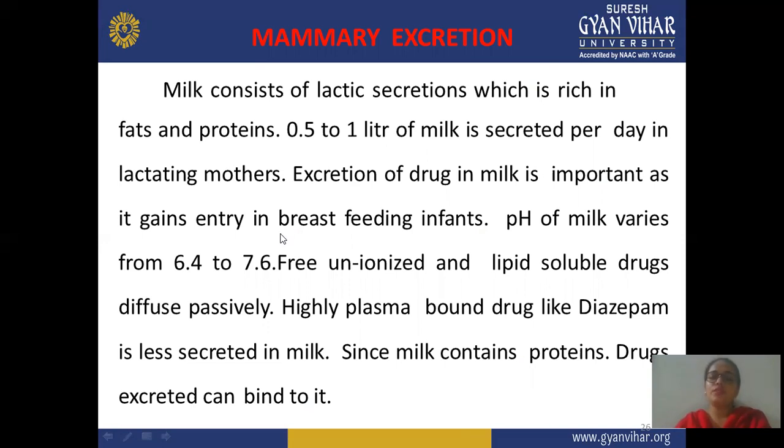And normal milk pH may vary approximately from 6.2 to 7.6 in mammary excretion, and this is due to more fat and protein present in the milk of a lactating mother. The drug may be excreted out by this mammary route, or through lactation during breastfeeding. And in this, specific drugs are excreted more by this route.